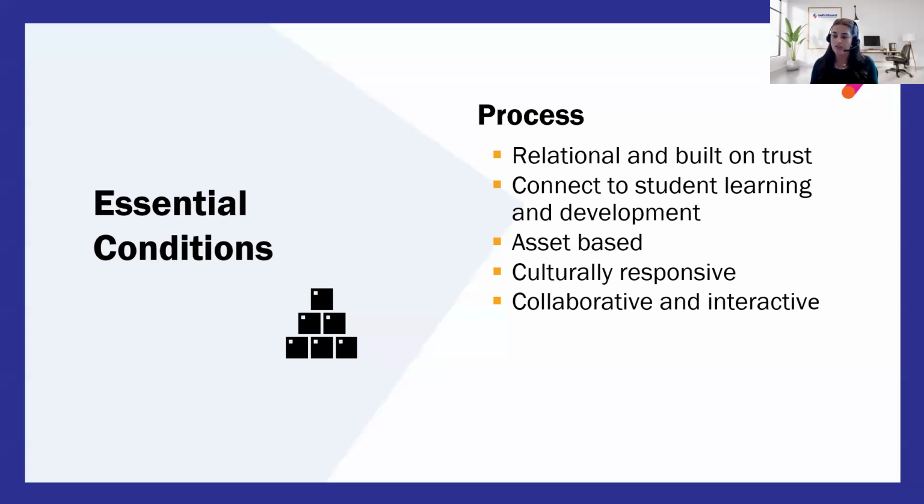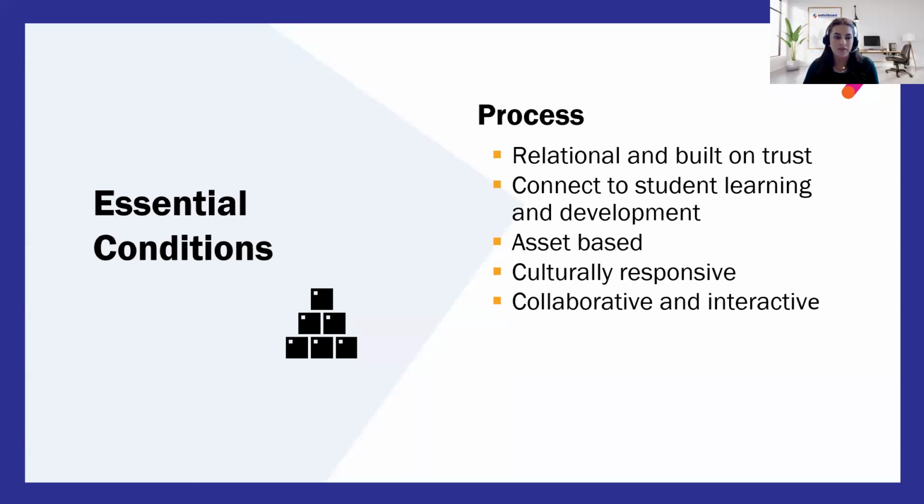So for every initiative, every activity that is planned with family engagement, you have to really think about, is this going to help student learning in the long term? Because evidence shows over and over that if it's not connected to student learning, it's not going to be effective. And actually, families don't buy into it as much. Again, it has to be culturally responsive and collaborative, right?